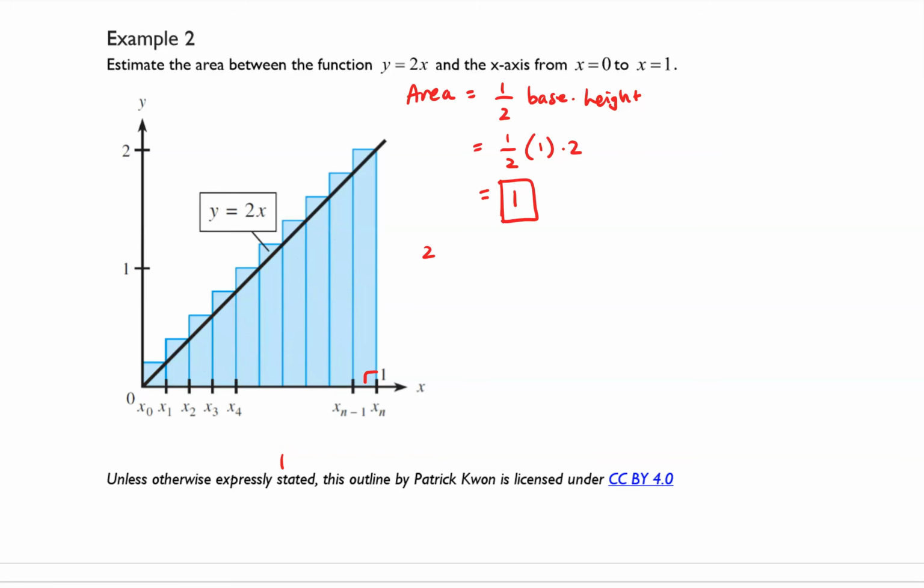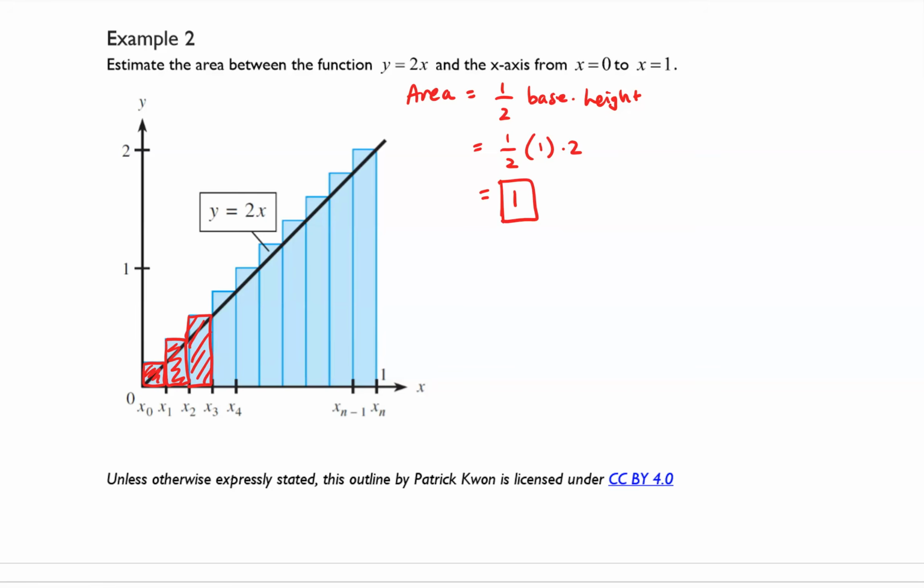And one way that you can approximate the area is by using rectangles. So the idea is we're creating rectangles underneath the curve because we know the area of a rectangle is equal to the base times the height. So if we calculated the areas of each of these rectangles and then added them all up, that would give us an approximation for the area underneath the curve.